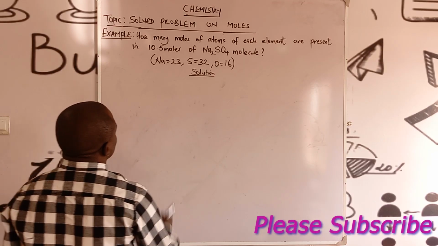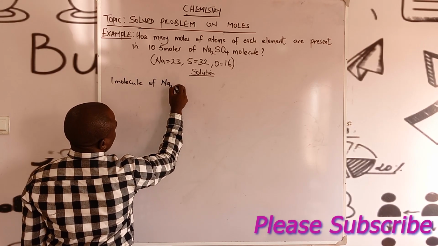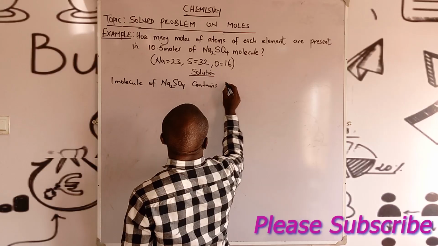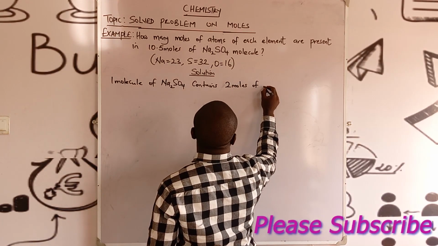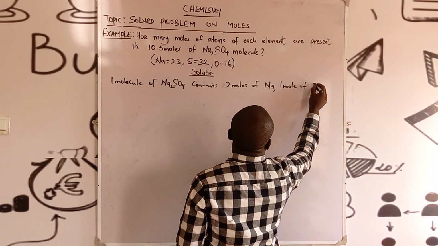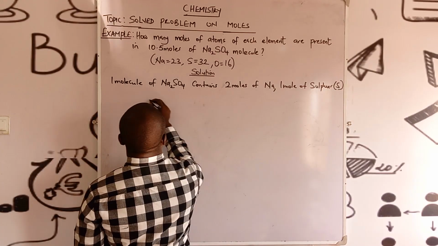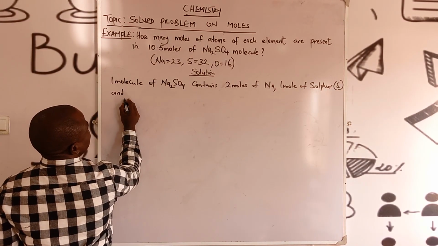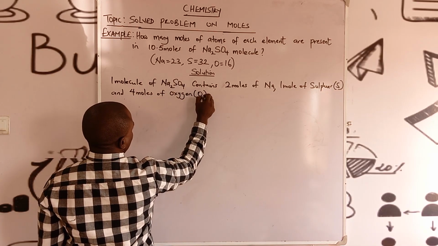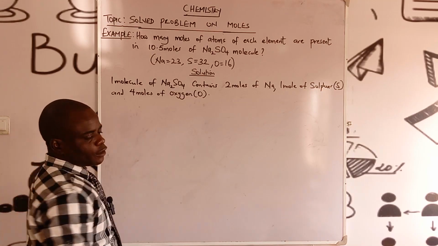Now, let's see the question. 1 molecule of sodium tetraoxosulphate 6 contains how many? 2 moles of sodium, 1 mole of sulfur, and 4 moles of oxygen.